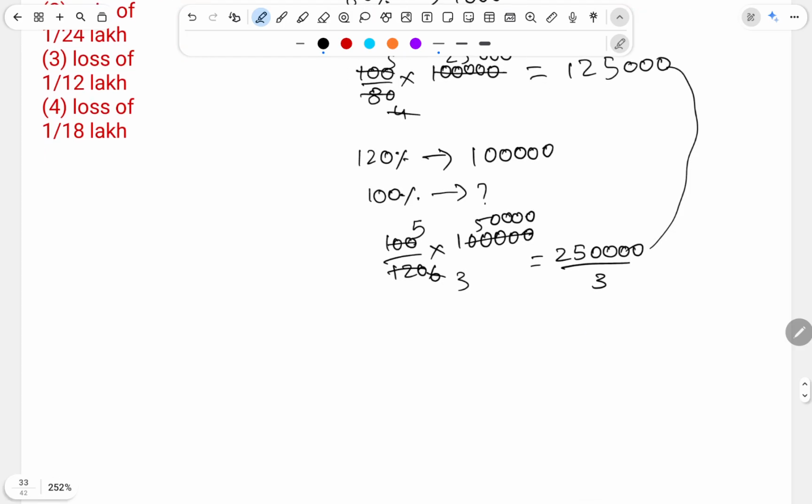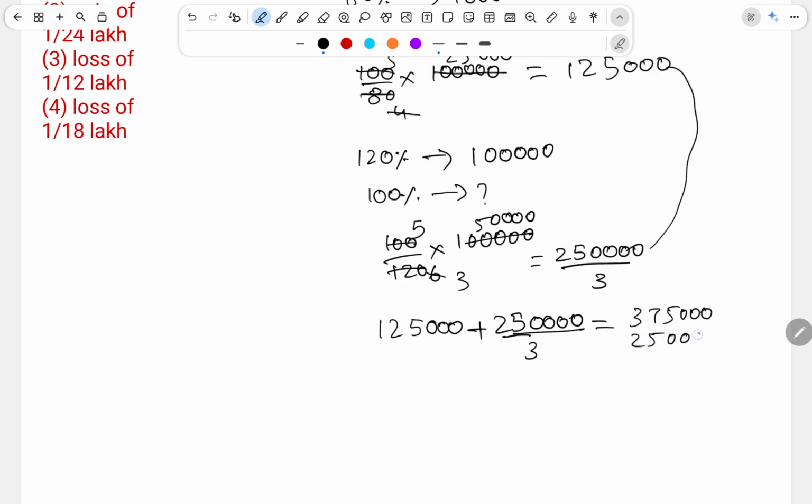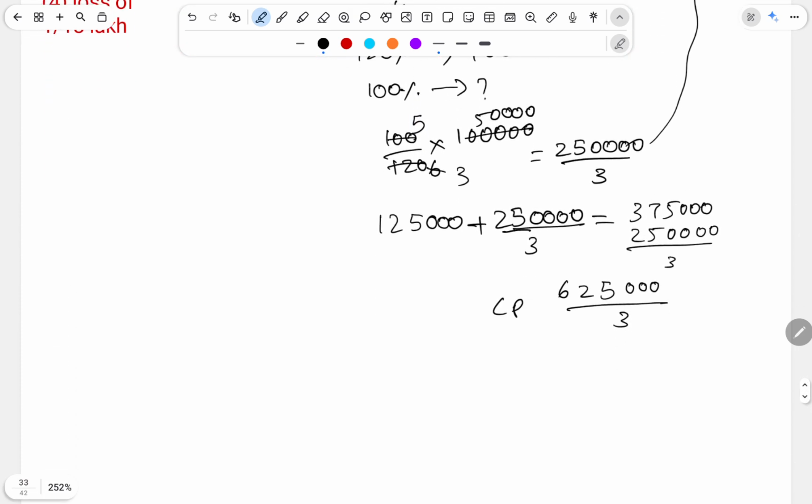Add the total CP. 125,000 plus 25,000 by 3. Sorry, 4 zeros by 3. If I take LCM, it becomes 125 into 3 becomes 375. 375,000 plus 25, 4 zeros, whole divided by 3. Now add them. 5 after 3 zeros, 2 6 by 3. This is CP. And SP, they told already, each sold for 1 lakh.